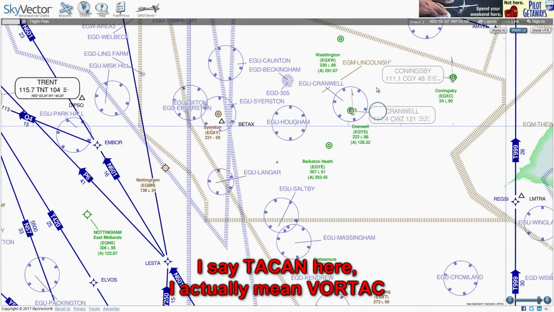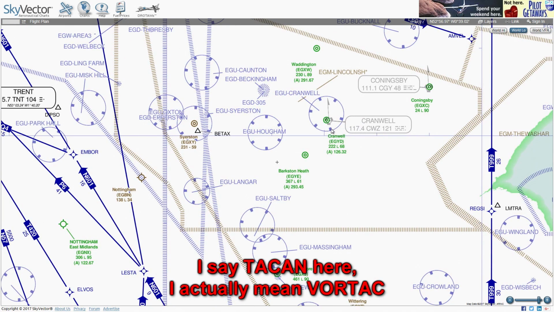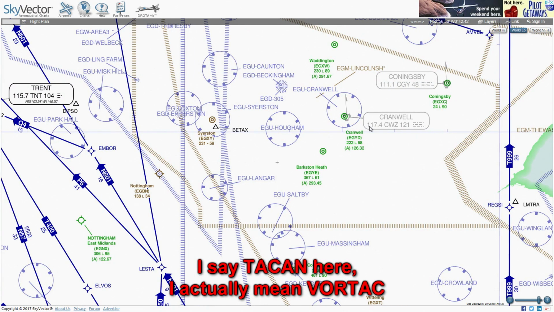Or is it Cranwell? We tried to tune into Cranwell. There's another TACAN right there. We tried to tune into the Cranwell TACAN. It will not give you a VOR for it. It will not give you a radial. All it will give you is a distance, I believe, not a radial if you're a civilian aircraft. So you go in 117.4 and it's not going to give you the radial that you're on.